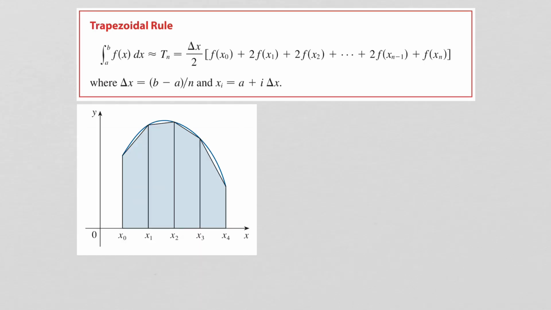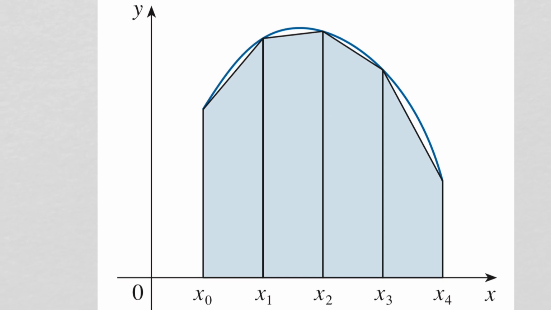The next method for approximating definite integrals is called the trapezoidal rule. The trapezoidal rule is very similar to the midpoint rule, except that now when I want to approximate the area under a curve, instead of using a rectangle to approximate that area, I'm going to use a trapezoid. So let's zoom in here a little bit. Notice that this shape here is a trapezoid.